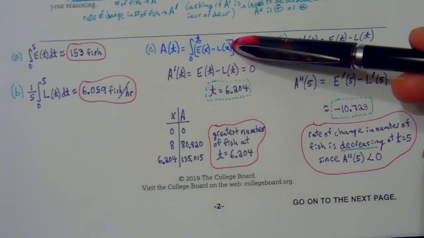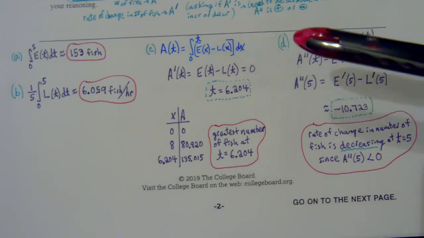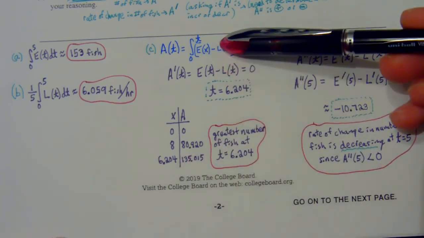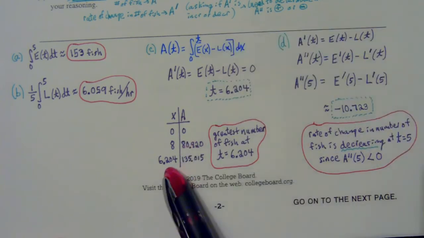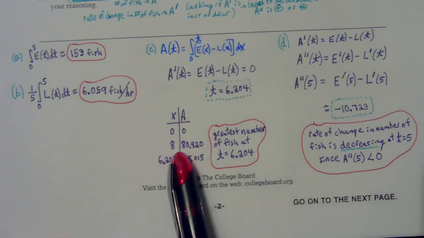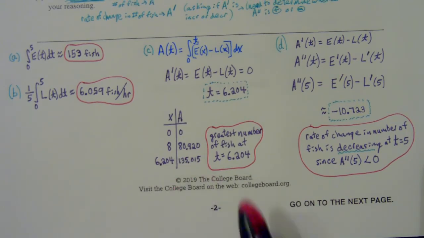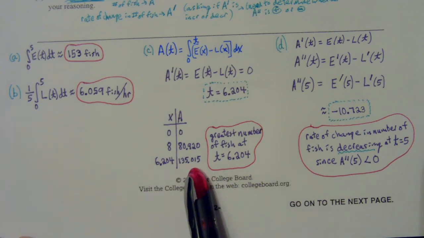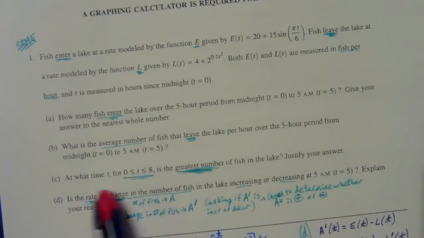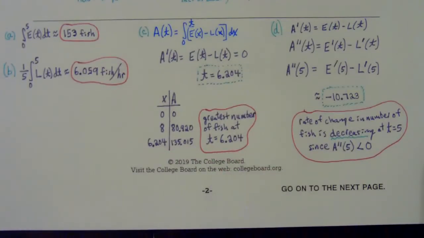That will be your E minus L equation in there. And then it's just a quicker way to do that. And then you could just go highlight it again and change the 8 to a 6.204. That's your work, that's your justification, and then that's your highest Y value. So pay attention. If it does say what's the maximum amount of fish in the lake, that's your 135.015, but it says at what time is that greatest number. So that's just your t equals 6.204 there.